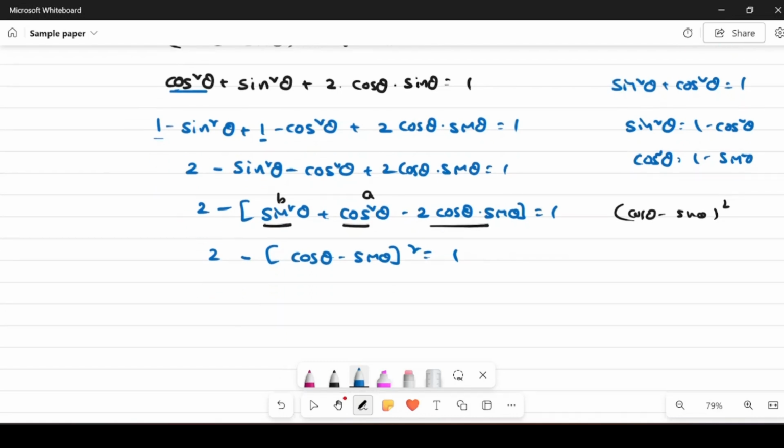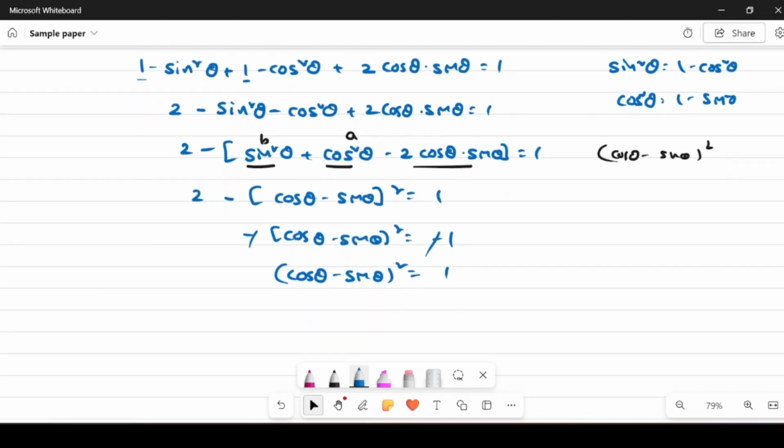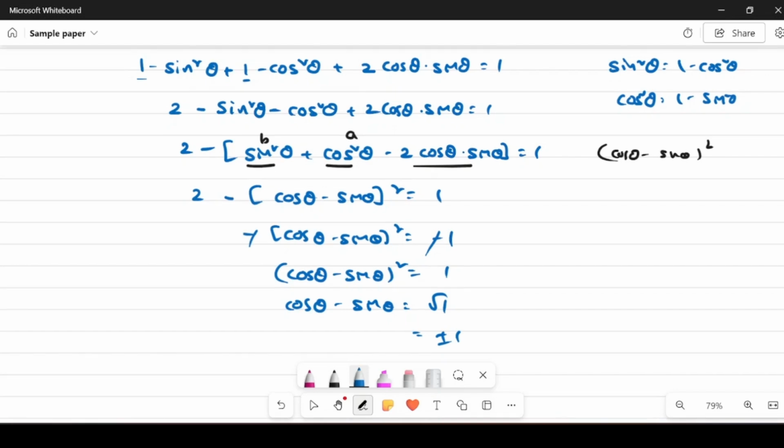That will be minus of cos theta minus sin theta whole square is equal to 1 minus 2, which is minus 1. Minus minus gets cancelled. We have cos theta minus sin theta whole square is equal to 1. Since cos theta minus sin theta whole square is equal to 1, we can write cos theta minus sin theta is equal to root 1, which is plus or minus 1, because 1 square is also 1, minus 1 whole square is also 1, hence proved.